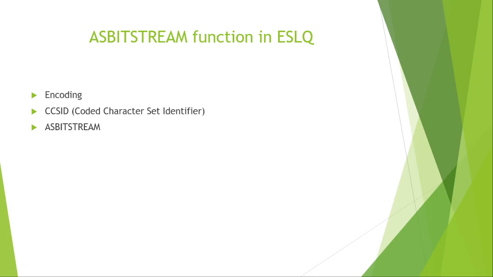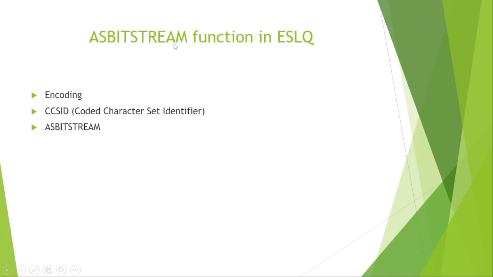In this lecture we are going to learn the ASBITSTREAM function in ESQL. Before the ASBITSTREAM function, it was earlier known as the BITSTREAM function. Before, the AS word was not there, only BITSTREAM. Later the BITSTREAM function was removed from the operation and replaced with ASBITSTREAM. So you can just remember AS means as. It is similar to the BITSTREAM function.